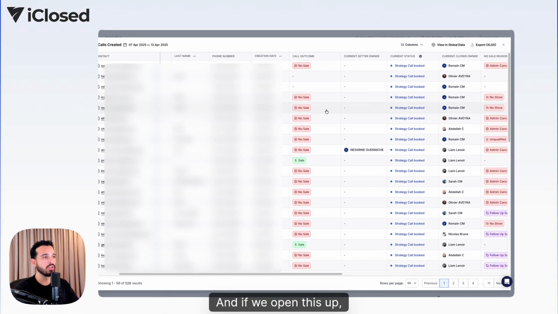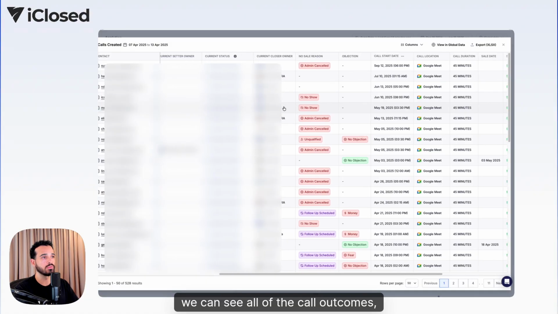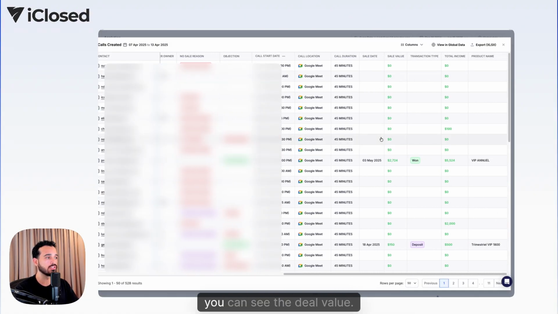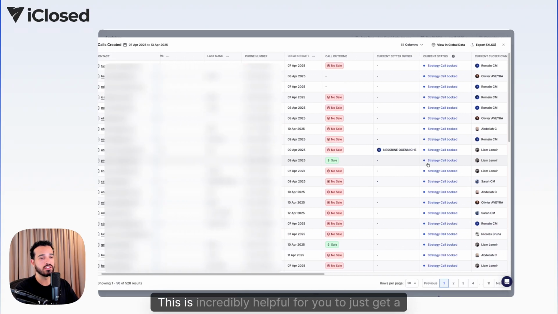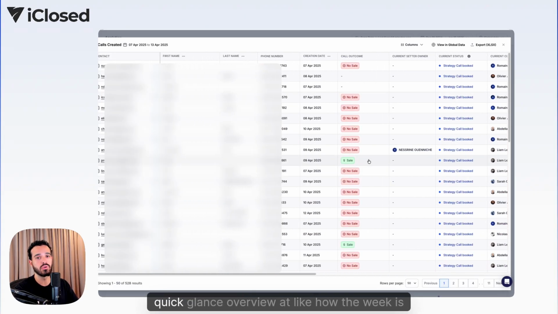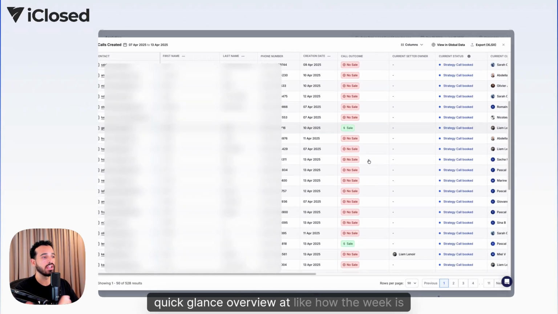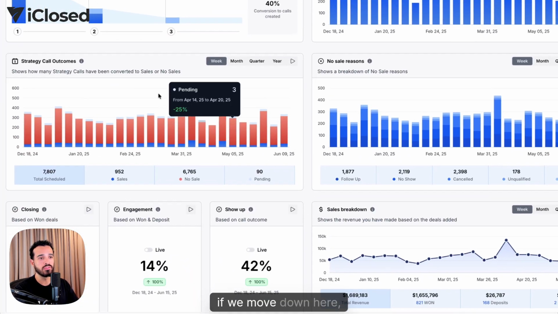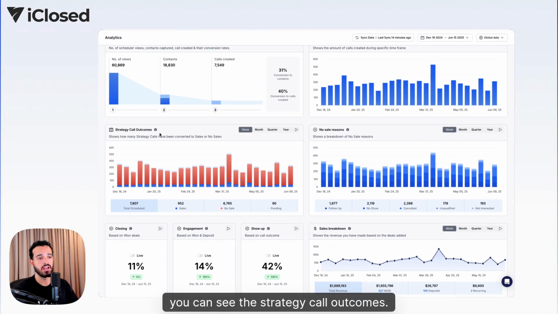And if we open this up, we can see all of the call outcomes. We can see who the closer was. We can obviously see like the call location. You can see the deal value. This is incredibly helpful for you to just get a quick glance overview at like how the week is performing, right? Now, if we move down here, you can see the strategy call outcomes.